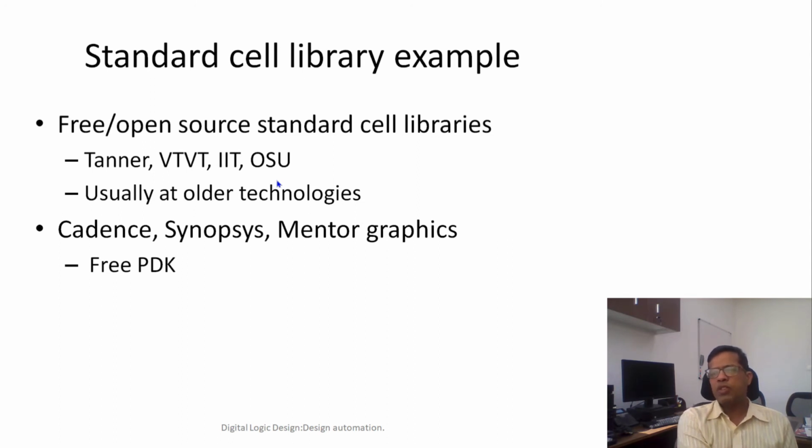But the challenge with most of these open source libraries was that they were usually designed for older technologies, like 180 nanometer or 350 nanometer. So basically they were at the micron level. But today we have moved on to the latest technologies, which are 14 nanometer, 22 nanometer, or 45 nanometers.